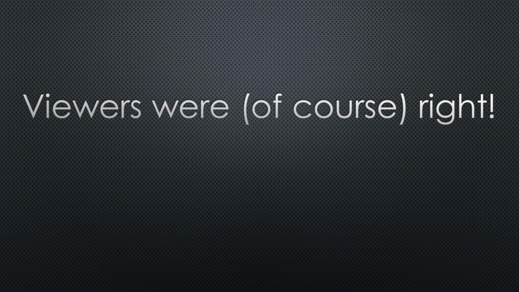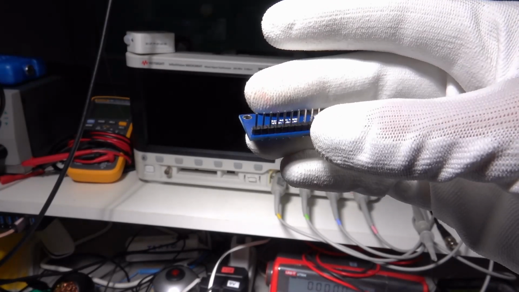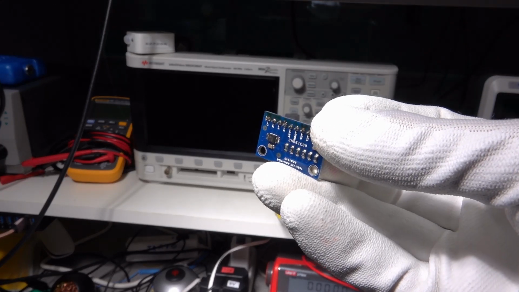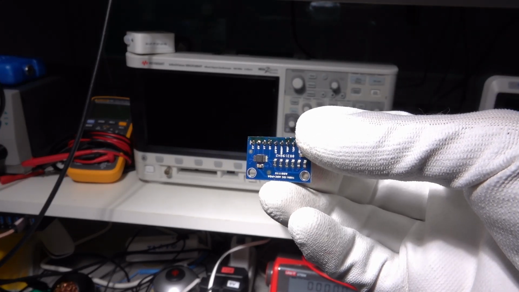All in all, viewers were right. The STM32 clearly has much better ADCs. It is not as good as the external ADS1115, but to check battery voltage or to read an analog sensor, it is good enough.